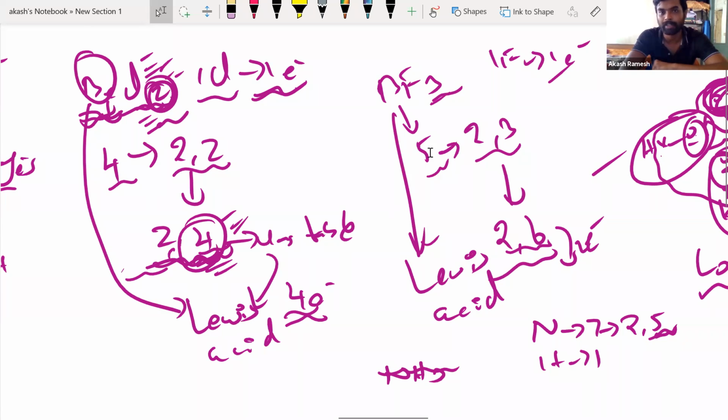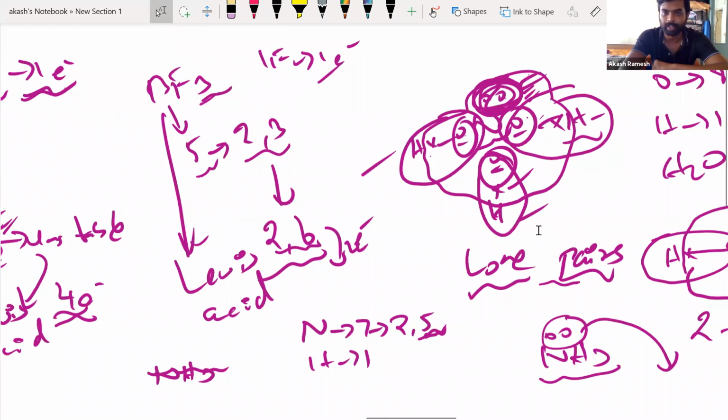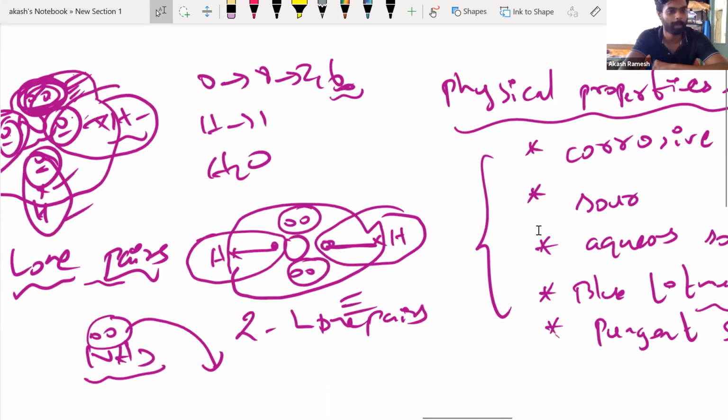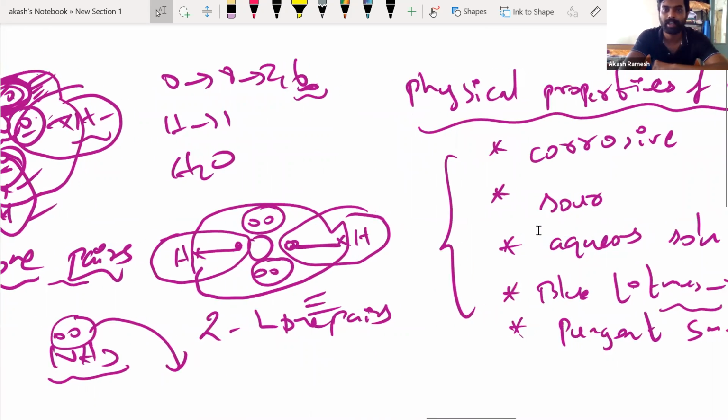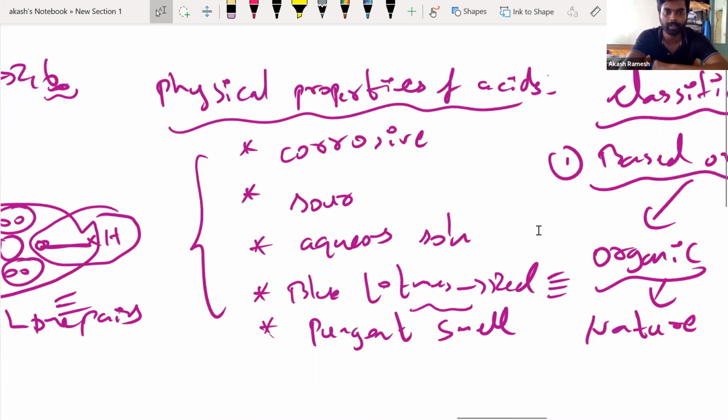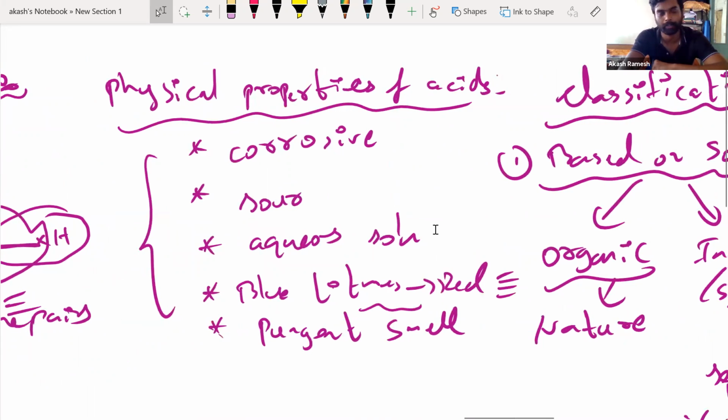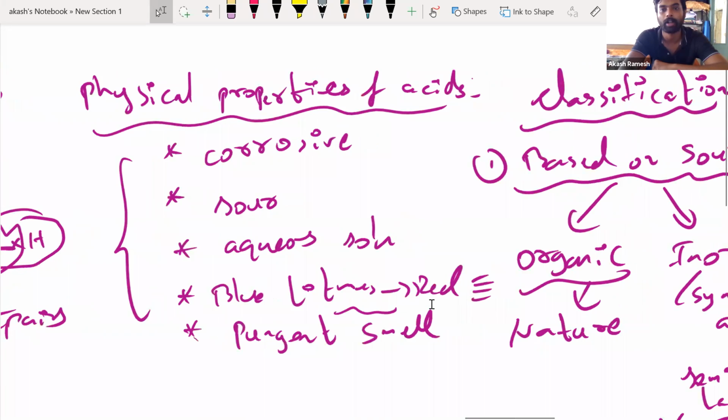Same goes with BF3: 2,3 will be the configuration. 3 fluorine atoms will make it 2,6, still not satisfied, so again it can accept. Then we went on to see lone pairs, but that's not important. Then we saw the physical properties of acids: corrosive, sour, they form aqueous solutions, turn blue litmus red, and have a pungent smell.